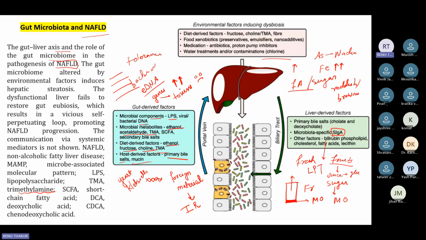So you can see here all these inflammatory molecules go directly into your bloodstream. If they are present in your bloodstream, they can cause different kinds of disease. So the gut microbiome altered by environmental factors induces hepatic steatosis. The dysfunctional liver fails to restore gut eubiosis, which results in a vicious self-perpetuating loop promoting NAFLD progression.